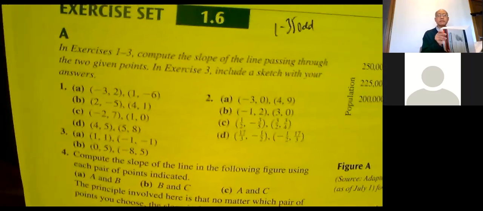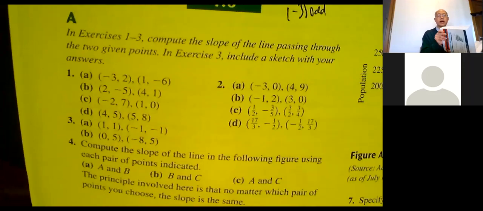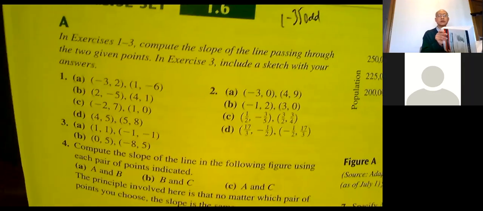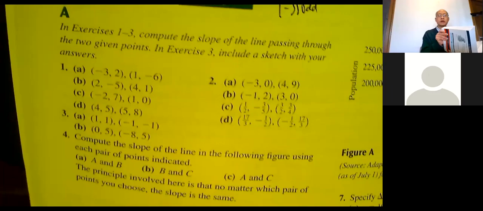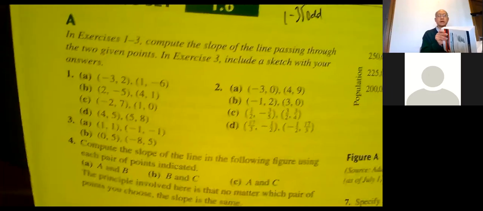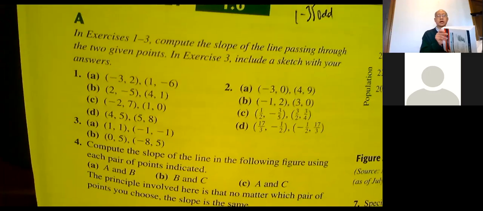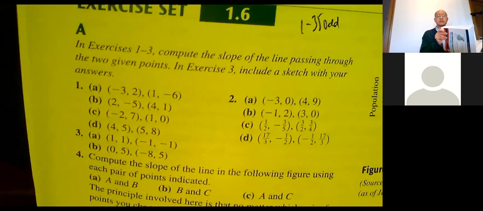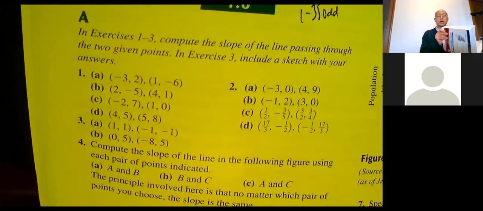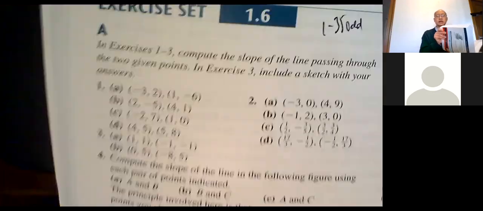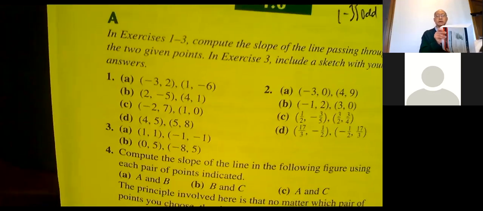Okay, so 1A, just find the slope. So A is -3, 2, and 1, -6. Throw it into the formula. You don't have to show me your work, just give me the answer. And then 1C, -2, 7, and 1, 0. I'll hold this just for a few more seconds because I can't hold it that much longer.